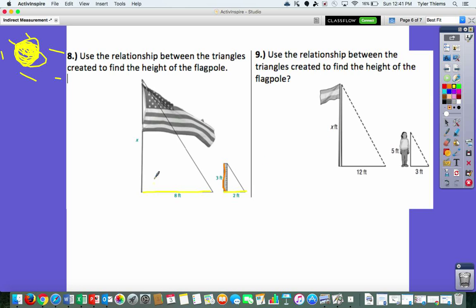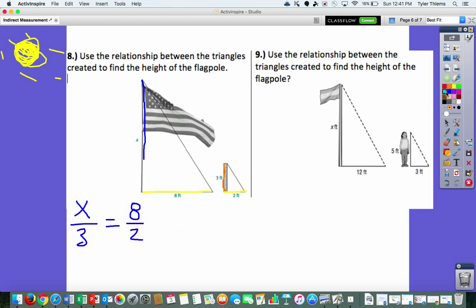So if you notice, look what we have. We have similar triangles here. We can set up another proportion to solve for the height of the flagpole. Without directly measuring it, we're going to be able to solve for the height. So let's find the corresponding sides. So x corresponds with the height of the ruler. That would be x over 3 is going to be equal to 8 over 2. So we have our proportion set up.